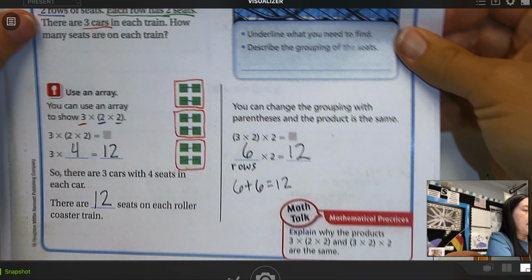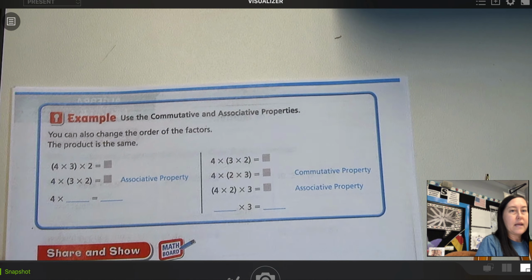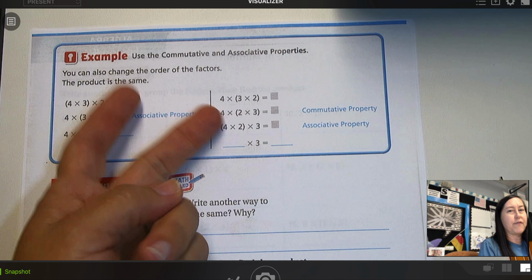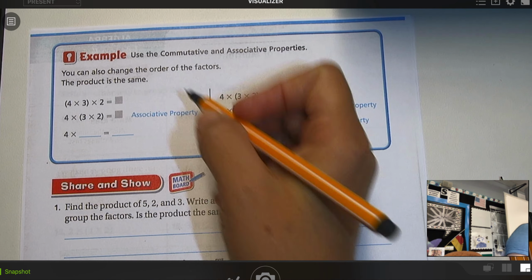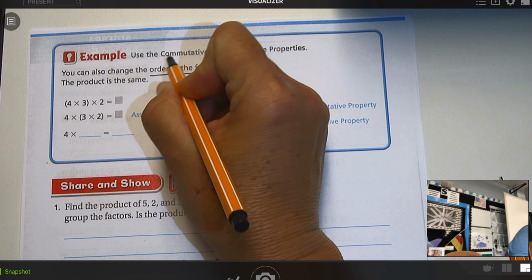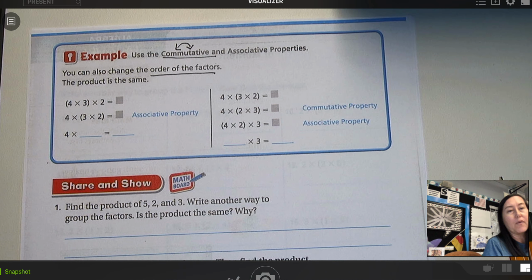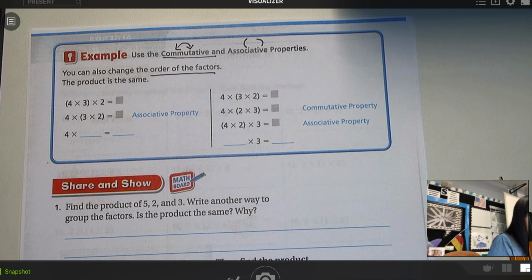Let's move on to page 162. Here's one more example. We're actually going to be using the commutative, remember the kind of turnaround facts, you can do them either direction, and the associative properties together. You can also change the order of the factors. That's the commutative. That's that I can flip-flop it. I can do 3 × 4 or 4 × 3, and it's the same thing, right? And the associative is that grouping with the parentheses. So the product stays the same.